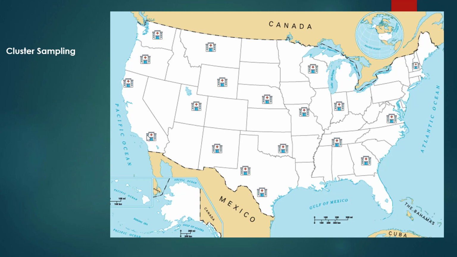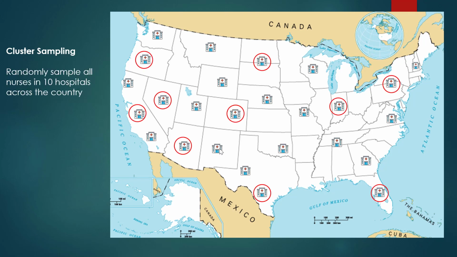So instead, let's say we consider each one of these hospitals a cluster. So the nurses in these hospitals represent a cluster. And then we randomly select 10 of those clusters to be in our sample. So randomly sample all nurses in 10 hospitals across the country. So these circles are our clusters.